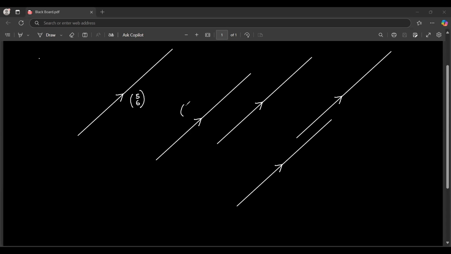Well, this will also be 5 comma 6, and this will also be 5 comma 6. And what about if we change the direction? If you change the direction, it will be -5, -6. Why? Because it's exactly moving opposite to the direction in which we drew these vectors.